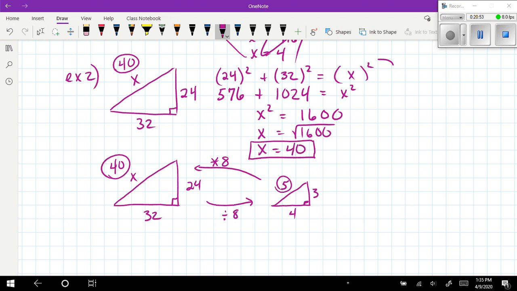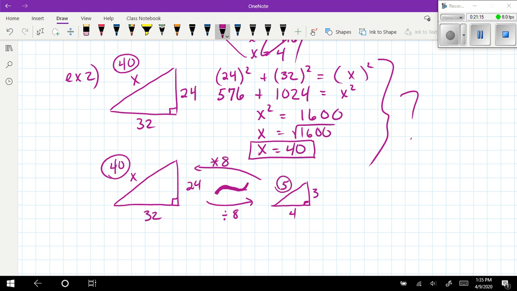And again, all of this work, I didn't need to do it. If I recognize that 24 and 32 had a common factor, the biggest common factor possible, please, okay? Break the triangle down, shrink it, because now these two triangles are similar to each other. They have the same basic shape, but different sizes.